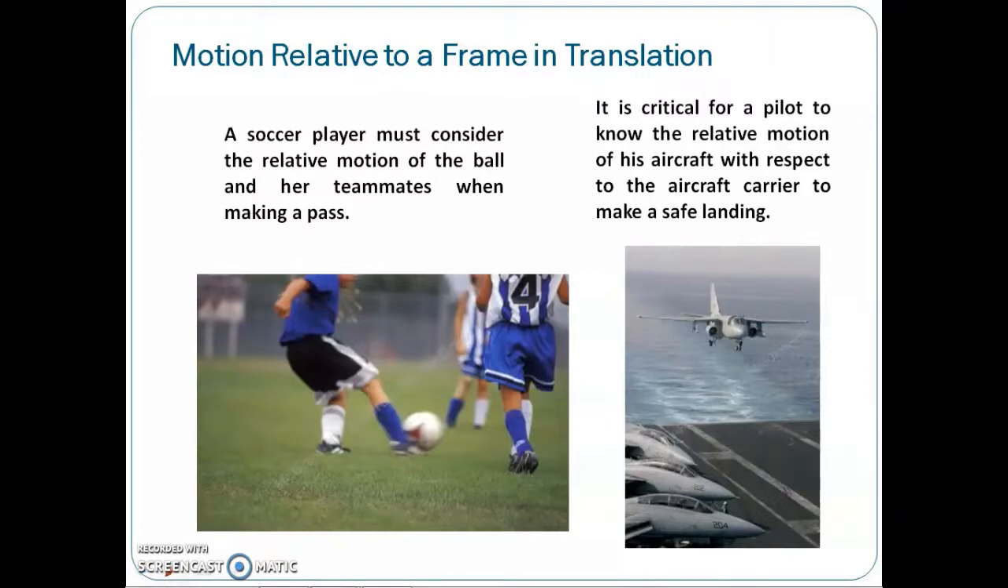Some examples of these topics are shown here. A soccer player must consider the relative motions of the ball and her teammates when making a pass. Another example is pilots of an aircraft. The pilot has to determine the relative motion of his aircraft with respect to the aircraft carrier to make a safe landing.